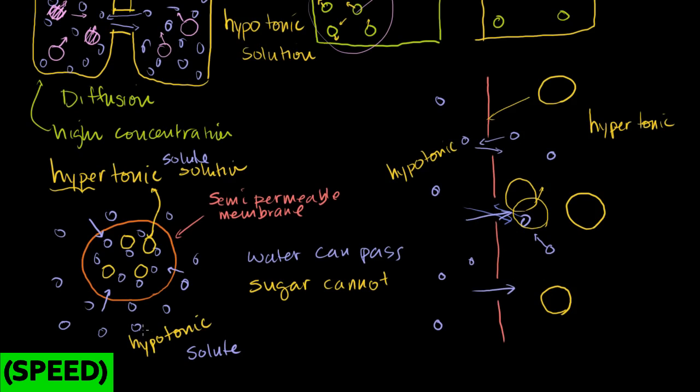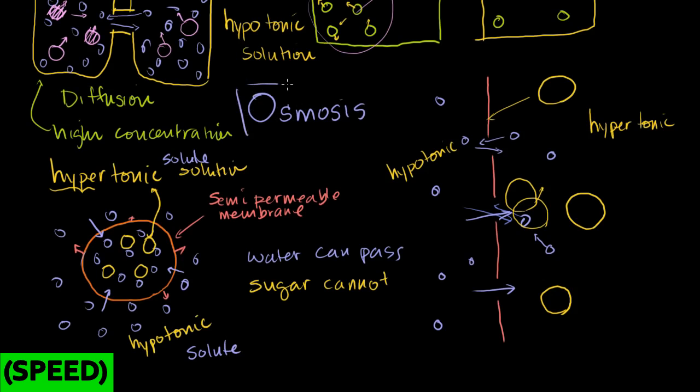So it's actually going to go from the hypotonic side, when we talk about low concentration of solute, to the side that has high concentrations of solute, of sugar. And if this thing is stretchable, more water will keep flowing in, and this membrane will stretch out. But we won't go into too much detail here. But this idea of water as a solvent diffusing through a semi-permeable membrane is called osmosis.